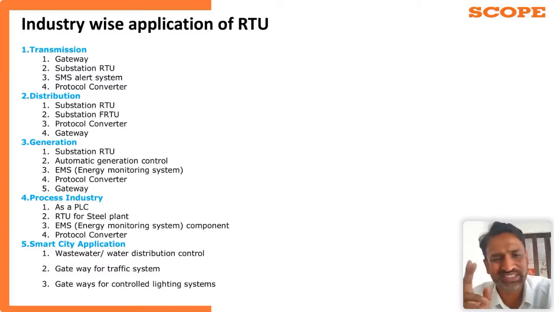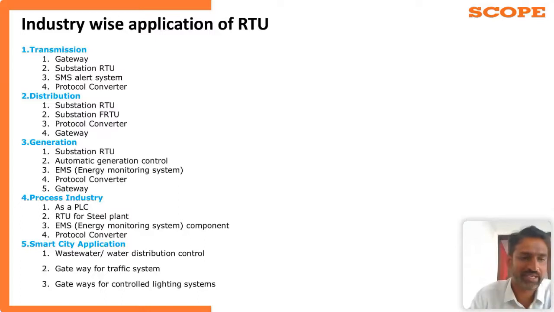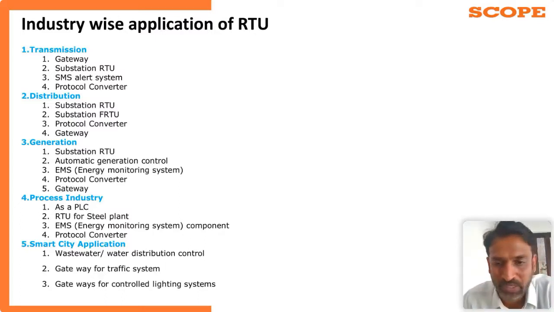So PLC is the old term. Nowadays this particular RTU is replacing the PLC. PLC means programmable logic controller. So in the process system, you can use it as a PLC or even an RTU, in steel plants, EMS sort of things and protocol converters.